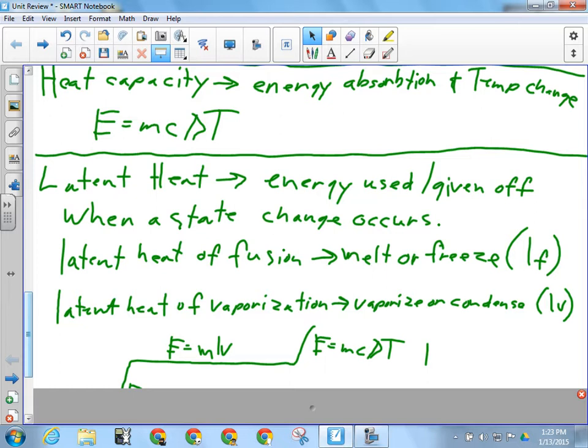Latent heat of vaporization, that's the energy used to evaporate or given off when condensation happens. That's LV, 2,260 joules per gram. But that's also on the front of your exam, so you don't have to memorize it. The formulas are also all on the front of the exam, so E equals mc delta T is on there, E equals mLF, E equals mLV, all of that's on there, so you don't have to memorize them. Not that you probably don't already know them off by heart, but just in case you draw a blank.